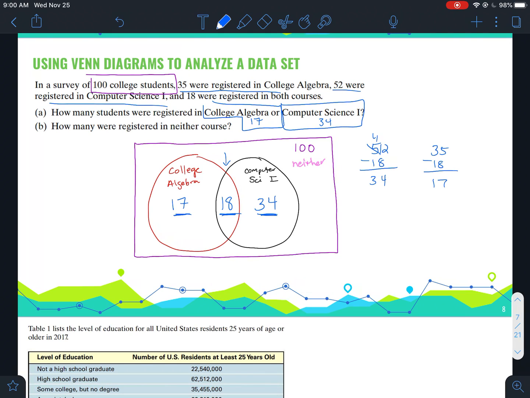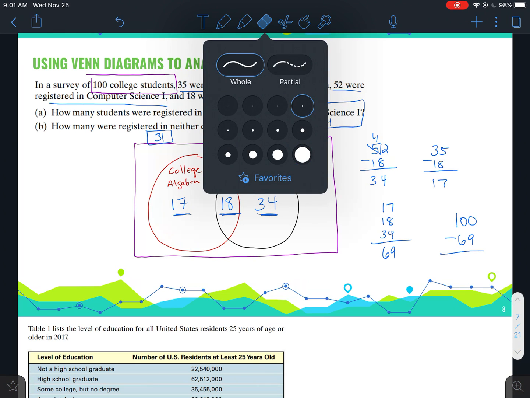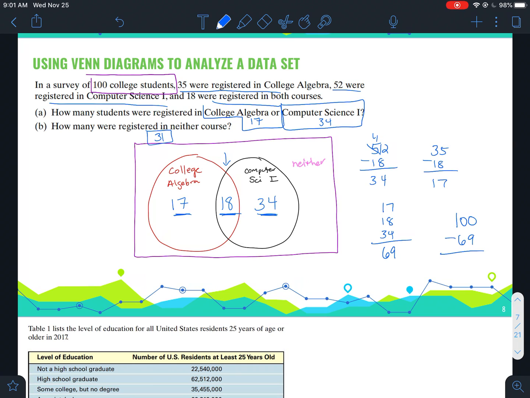Well, I know there's 100 total college students that were surveyed. And so if I took 17 plus 18 plus 34, I would get 35 plus 34. So I'd get 69. So I know that there's 69 students that are enrolled in one of the courses. So if I took 100 minus 69, I'm going to get 31. So there's 31 students that are not enrolled in either course. So there's 100 students total, and 31 are not enrolled in either course.